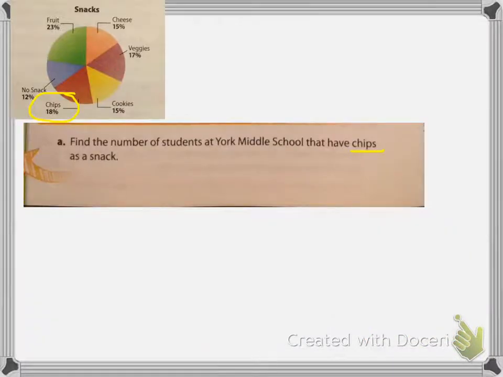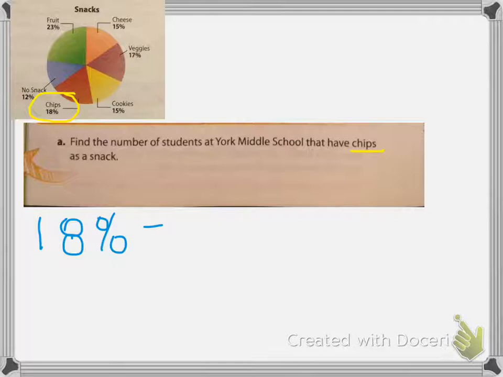So example A, you want to go ahead and do on your own. So you can push pause now on the video and then come back. So what you're looking at now says find the number of students at York Middle School that have chips as a snack. So I'm going to circle the chips, and that's 18%.